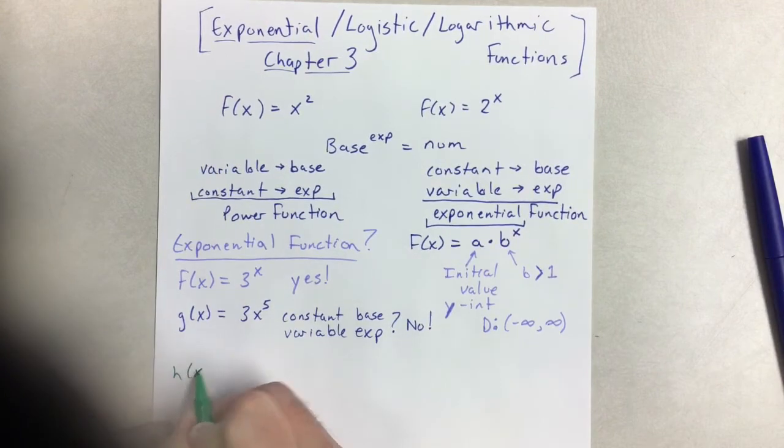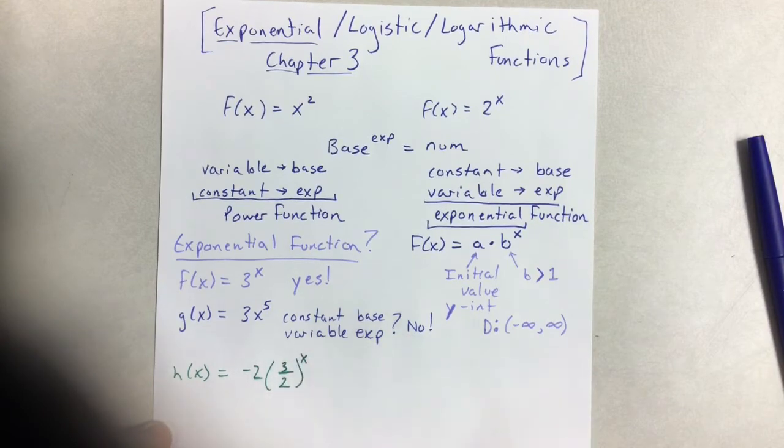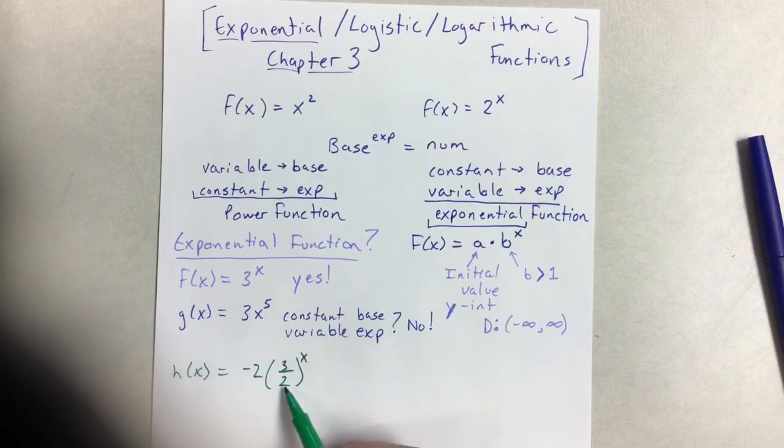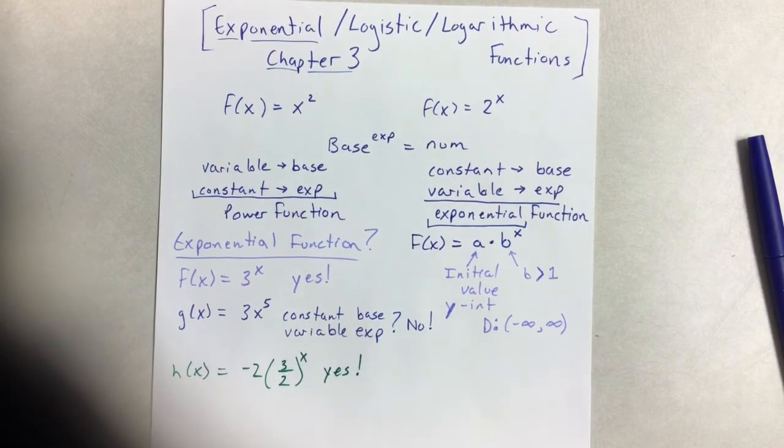So we have h of x equals -2 multiplied by 3/2 raised to the power of x. Okay, so something a little more complex than our first example. Let's check. Do we have a constant base? We do. Do we have a variable exponent? We do. So with those two occurring, we would say, yes, this is exponential. Okay? But what about this function?